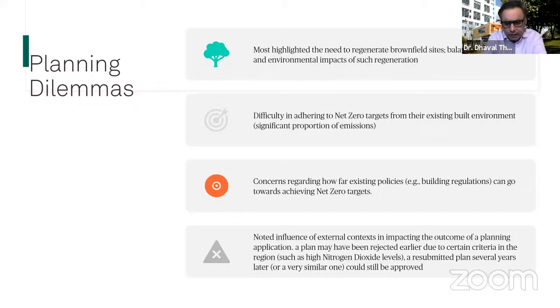Also, we identified, as in the last bullet point, there is a bit of inconsistency in terms of how this could be done. So, for example, a planning permission could be rejected based on its contribution to potentially increasing NO2 levels, which are already too high in an area, but it could be resubmitted in a few years' time when the NO2 levels go down, and still could be approved at that time.